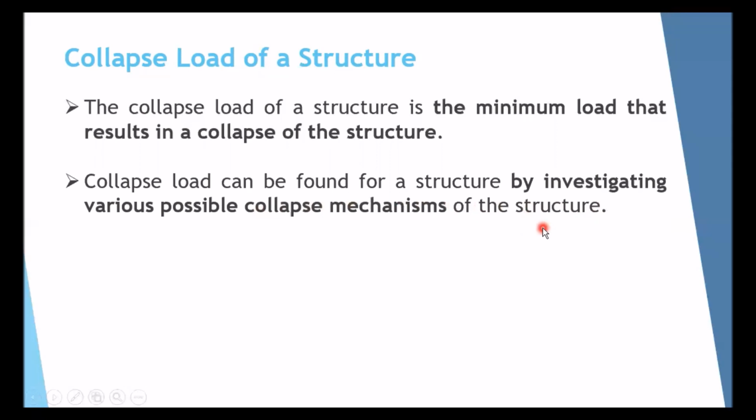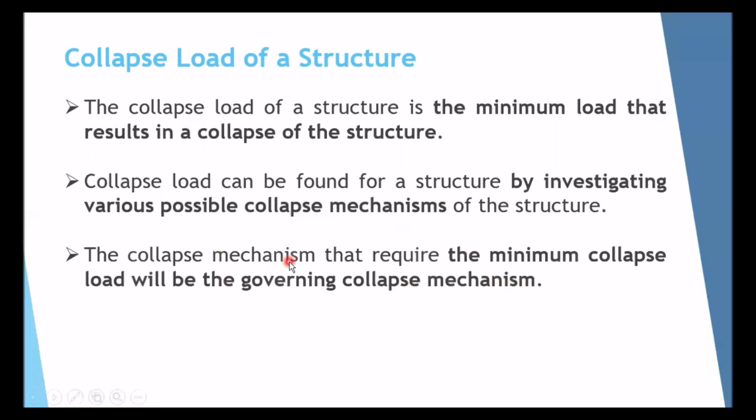The collapse load can be found for a structure by investigating various possible collapse mechanisms of the structure. For a structure, sometimes you will have only one collapse mechanism, especially if you are dealing with a determinate structure. If you have indeterminate structures, especially continuous beams or frames, you may have more than one collapse mechanism. So to determine this collapse load, you first have to investigate different collapse mechanisms, and from each collapse mechanism, we calculate the load that will result in this collapse mechanism. Then from the different collapse mechanisms, the minimum collapse load will be the governing collapse load, and that mechanism will be the governing collapse mechanism. If you have only one collapse mechanism, you will have only one collapse load. If you have more than one, you will have more than one collapse load, but the minimum load will be the governing collapse load.